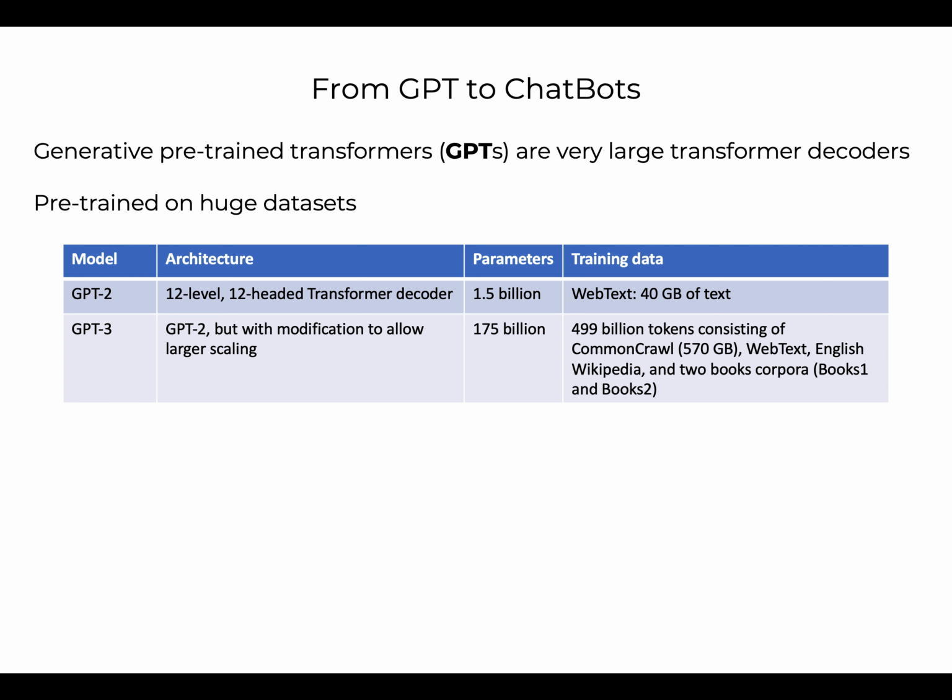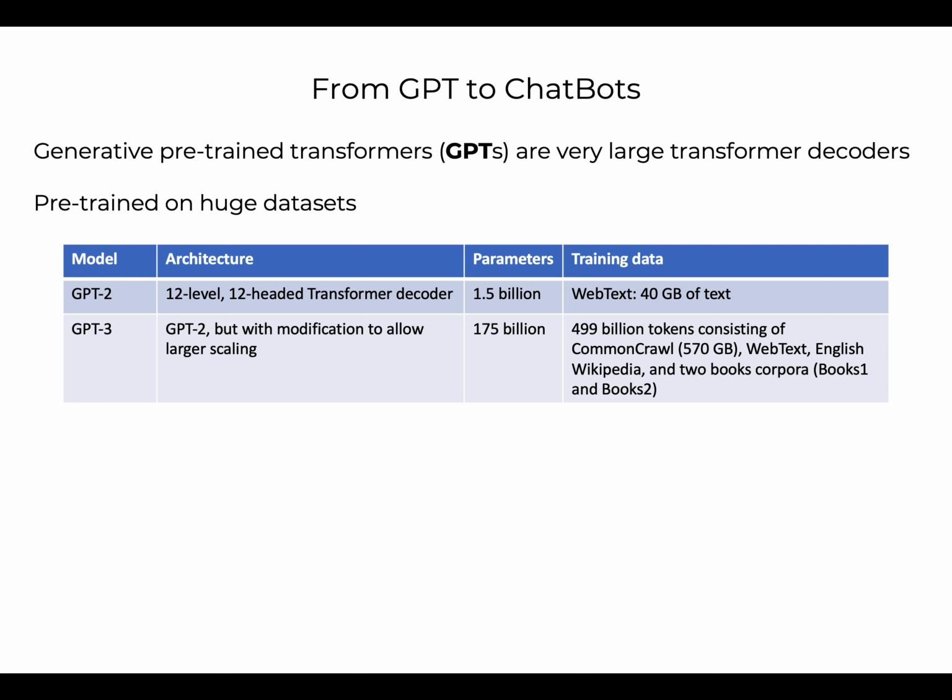GPT-3, a more recent model, has the same architecture but scaled up massively to 175 billion parameters and trained on a huge data set, 570 gigabytes, which amounts to 499 billion tokens, and that's augmented by a few other data sets as well.